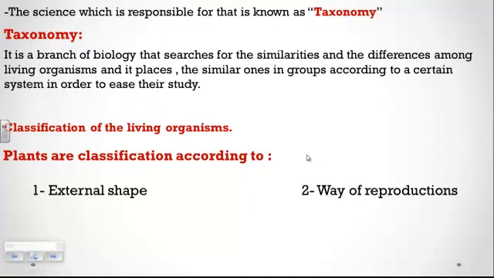So, we transfer to the meaning of taxonomy itself. Taxonomy is a branch of science, a branch of biology, that searches for the similarities and differences between living organisms and puts similar living organisms together in a group. So classification of plants is according to the external shape and the way of reproduction.